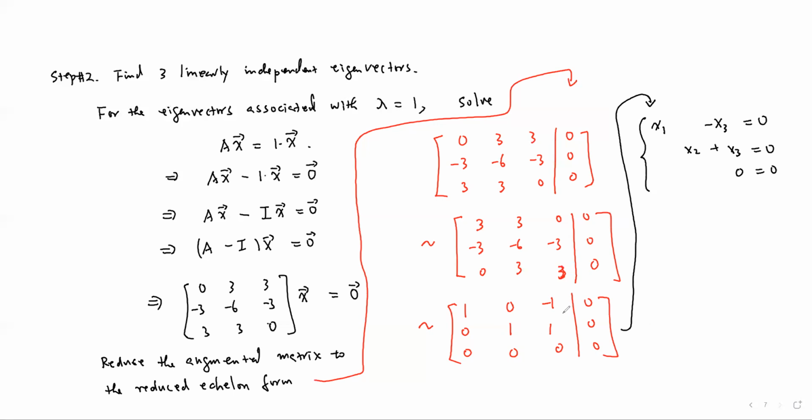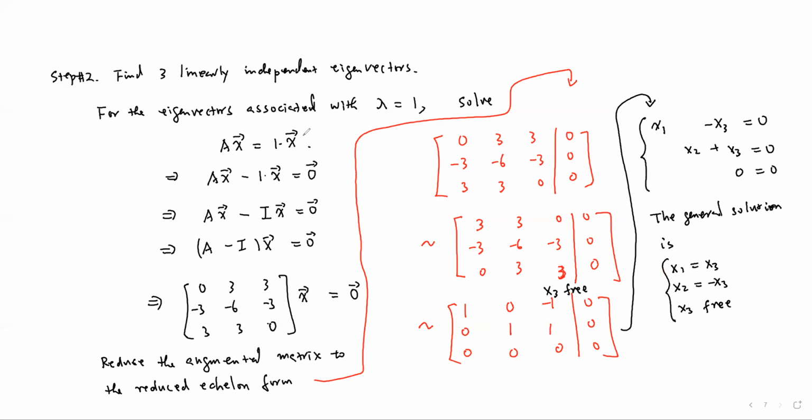There is a free variable. x3 is a free variable. x1, x2 are basic. So the general solution, all the solutions, the general solution is x1 is equal to x3. x2 is negative x3. What is x3? x3 arbitrary.